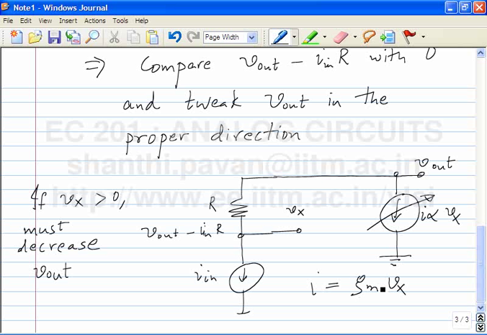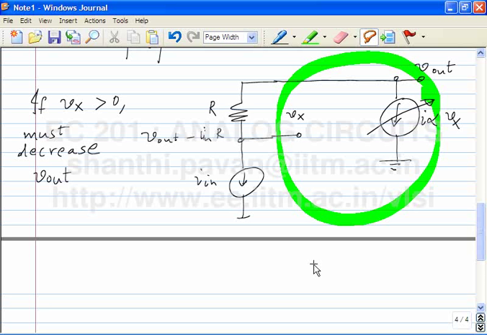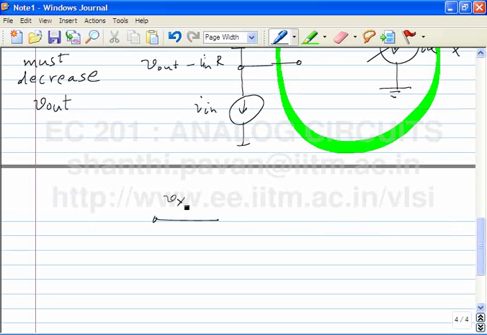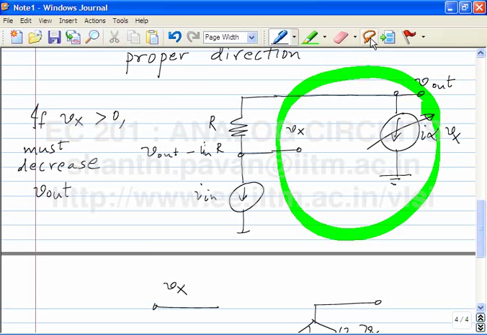And as usual, what is the argument? This whole comparison process must be super sensitive. If it is sloppy, then obviously V out minus IN times R will not be equal to 0. The gm must tend to, this fellow here must tend to infinity. The stuff inside the green oval, what does it represent? If I redraw the stuff inside the green oval in a more civilized way, this is Vx, this is Gm times Vx. This is the incremental equivalent circuit of the MOS transistor.